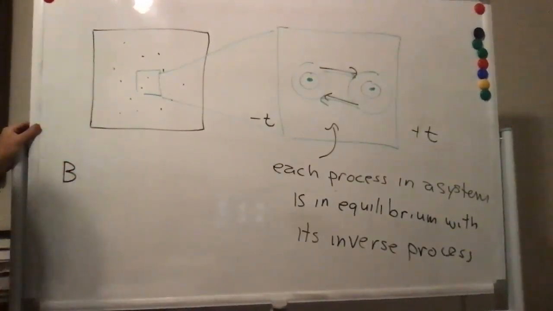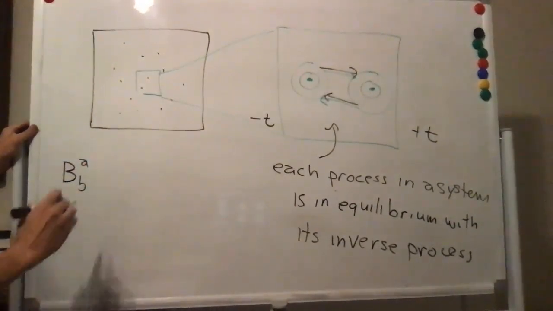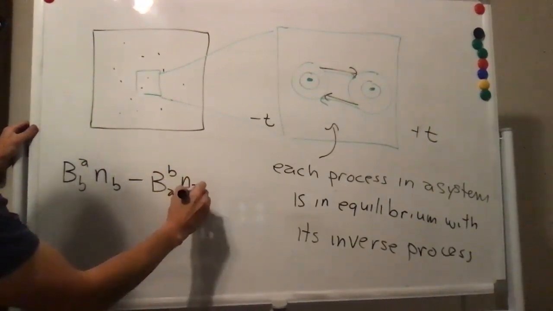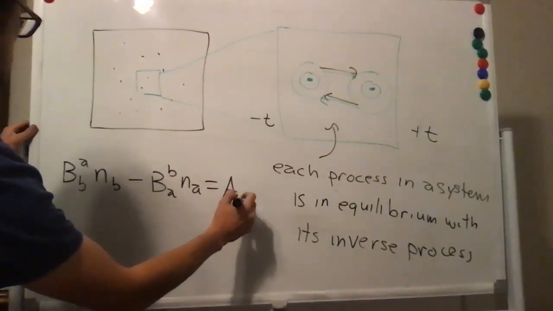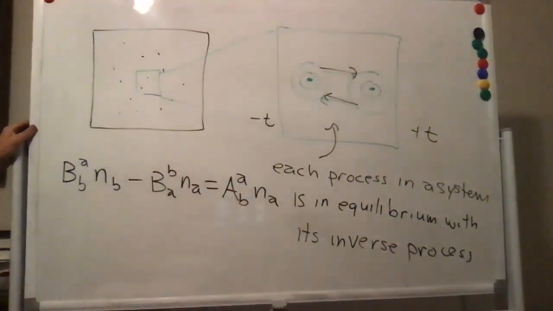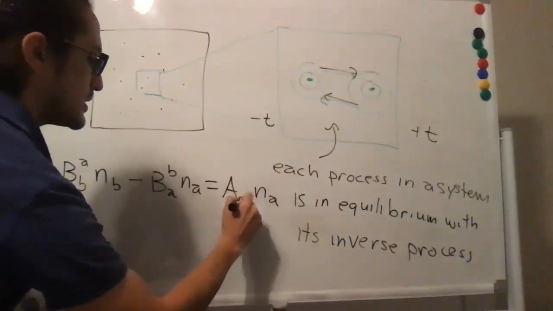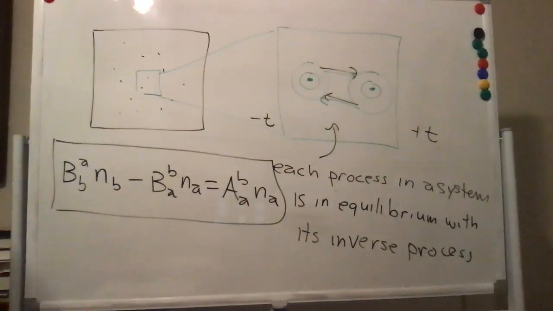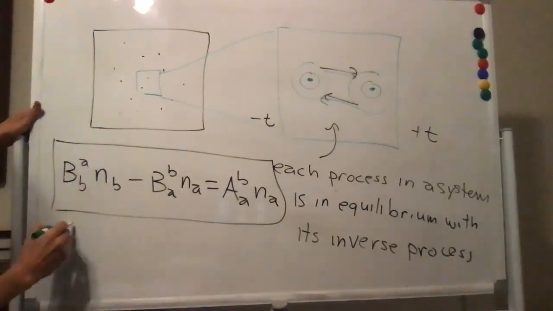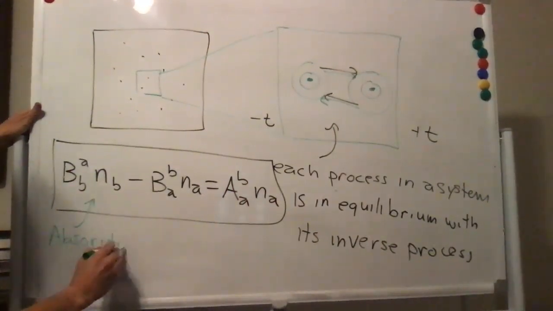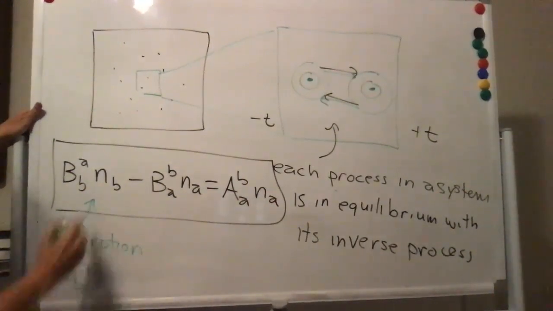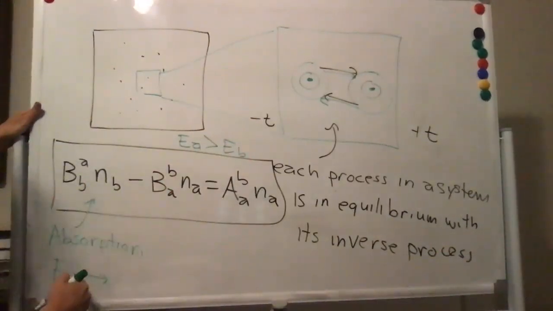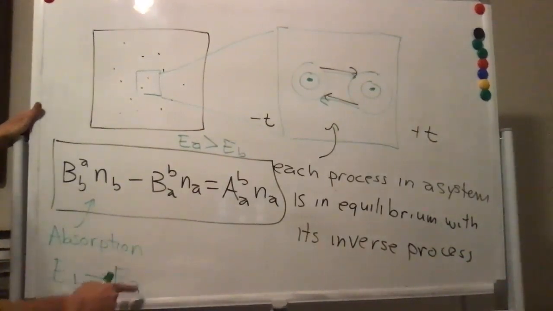So detailed balance says... I get confused with this. So this is absorption, from EB to EA, and EA is higher than EB. This is absorption and it goes from state EB to state EA.